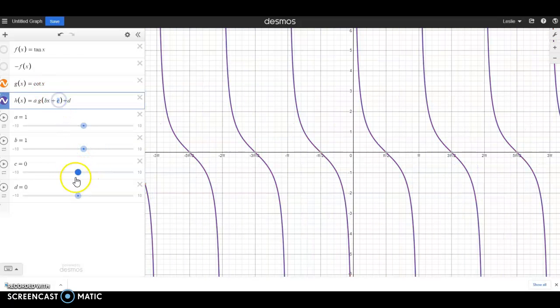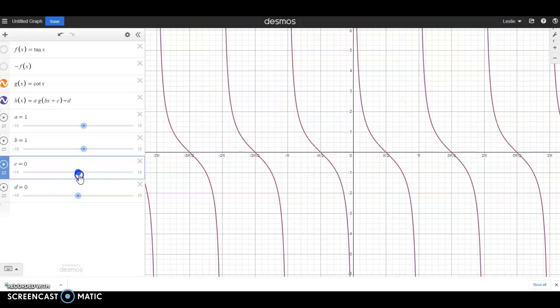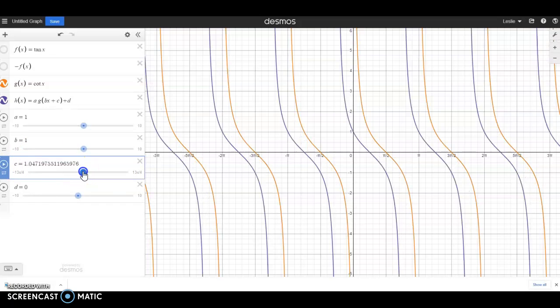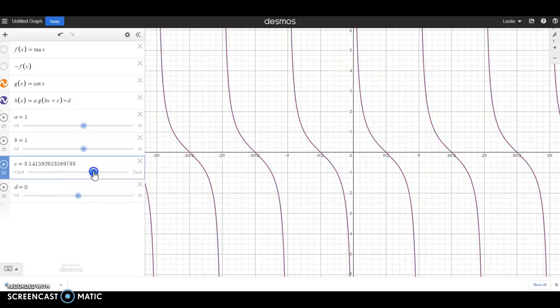C is what happens when you add something inside the parentheses, and that means we're going to shift to the left or right. Remember, the orange graph is my tangent graph, and the purple graph is my cotangent graph. So that's shifting, and it's shifting by 1. So let's see what happens if we shift by multiples of pi over 12. I bet I can get it to line up exactly with the cotangent graph.